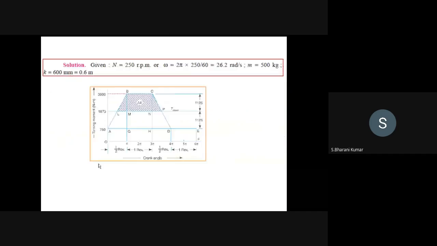Then it falls uniformly from 3000 to 750 for the next half revolution, and remains constant for another one revolution. Okay, 4 parts will be given. Based on the 4 parts, you want to find out the power as well as the coefficient of fluctuation of speed. The mass of the reciprocating parts will be given as 500 kg, and the radius of gyration as 600 mm. So these are the given data.